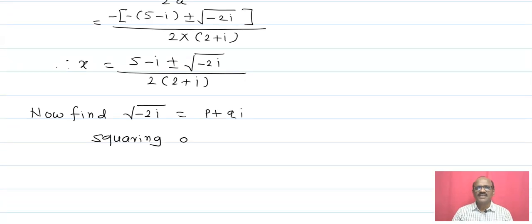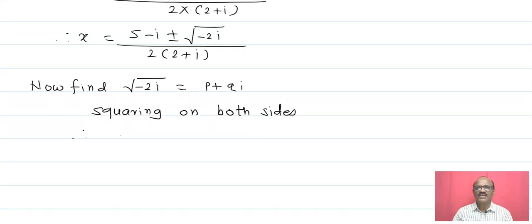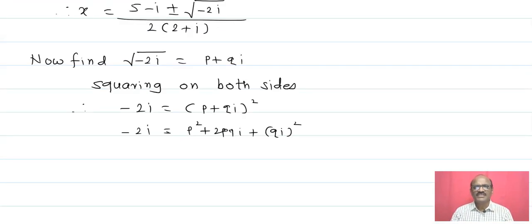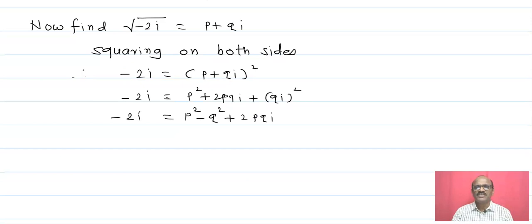Next is x is equals to 5 minus i plus or minus in root of minus 2i upon 2 in bracket 2 plus i. We will substitute the values. Now find the value of root of minus 2i. Let it be p plus qi. Now again squaring on both sides, then you are getting minus 2i is equals to in bracket p plus qi whole square, that is p square plus 2pqi plus qi bracket square, that is minus 2i. Then p square is equals to p square minus q square plus 2pqi.